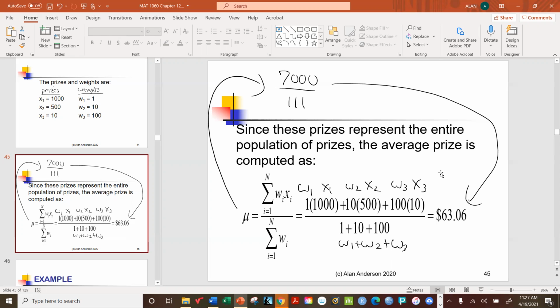By the way, it's interesting to note that 63.06 is not one of the prizes. The average is different than the actual prizes. Another thing to pay attention to here is how this number is much closer to the $10 prize than the $1,000 prize. And that's because there are so many more $10 prizes.